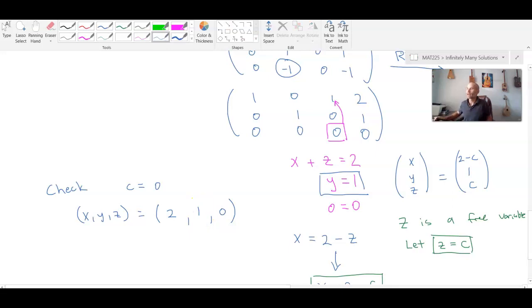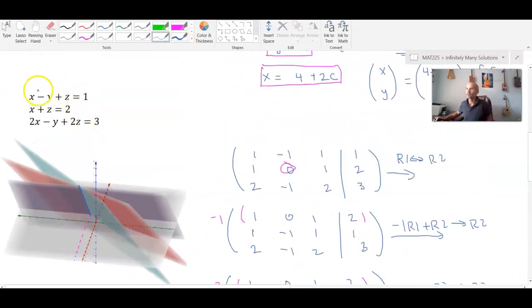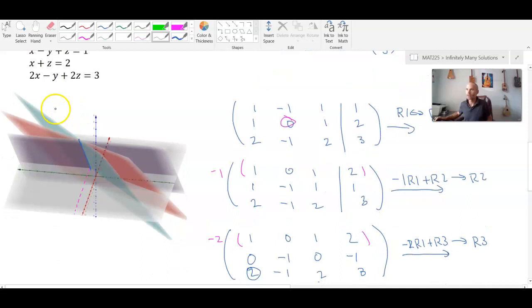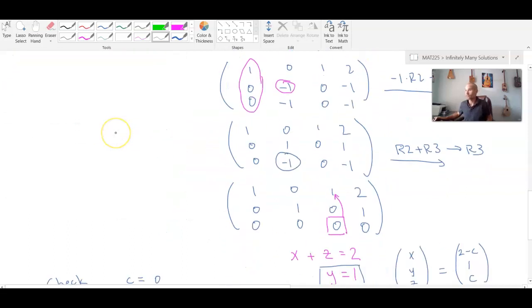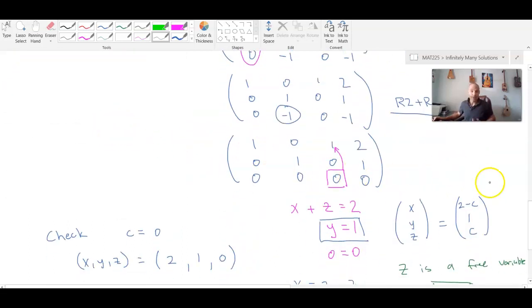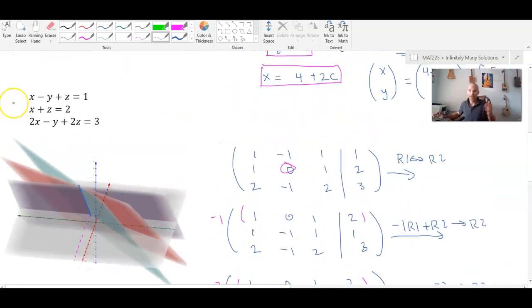And let's check our work now. So 2, 1, 0, is that in fact a point? 2 minus 1 is 1, plus 0 is 1. 2 plus 0 is 2, good. 2 times 2 is 4, minus 1 is 3, plus 2 times 0 is still 3, so 3 equals 3. Looks like a valid point. Well, another thing you could do is plug in these 3 symbolic values for x, y, and z in this equation and make sure that they balance out. So that's it. That's how we work with systems of equations with infinitely many solutions.